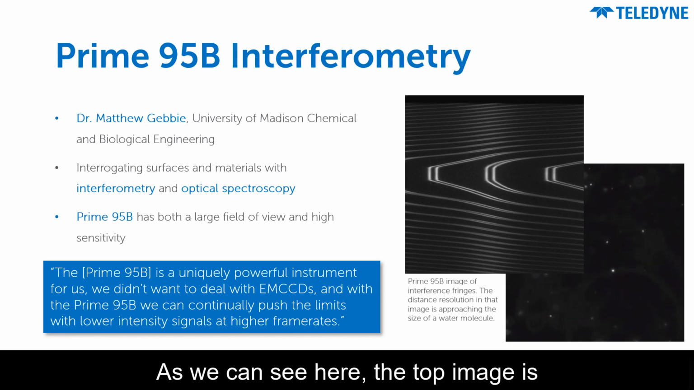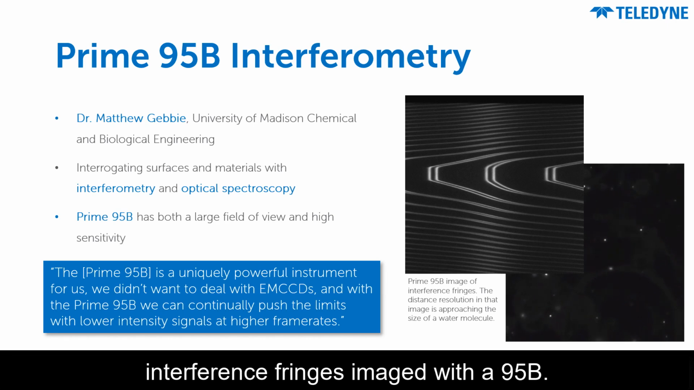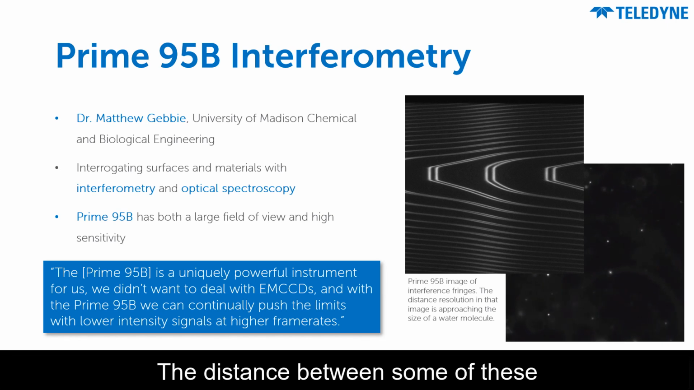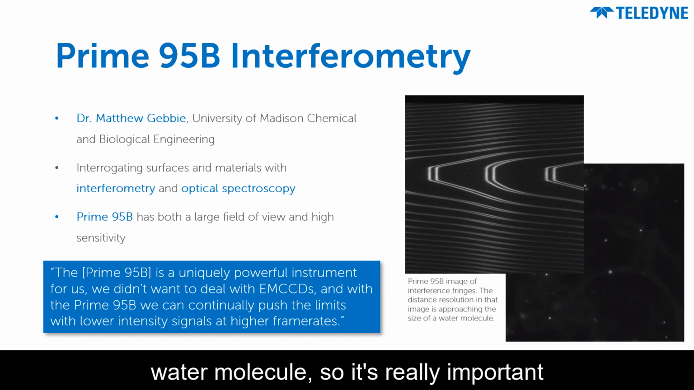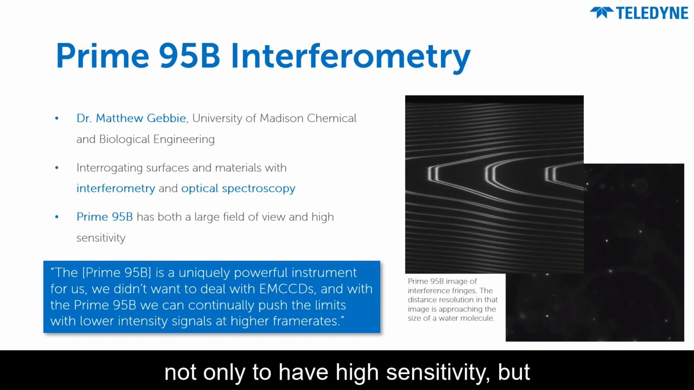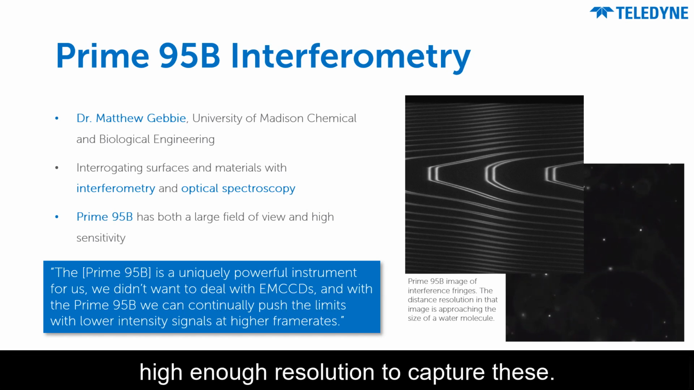As we can see here, the top image is interference fringes imaged with the 95B. The distance between some of these fringes is approaching the size of a water molecule. So it's really important not only to have high sensitivity, but high enough resolution to capture these.